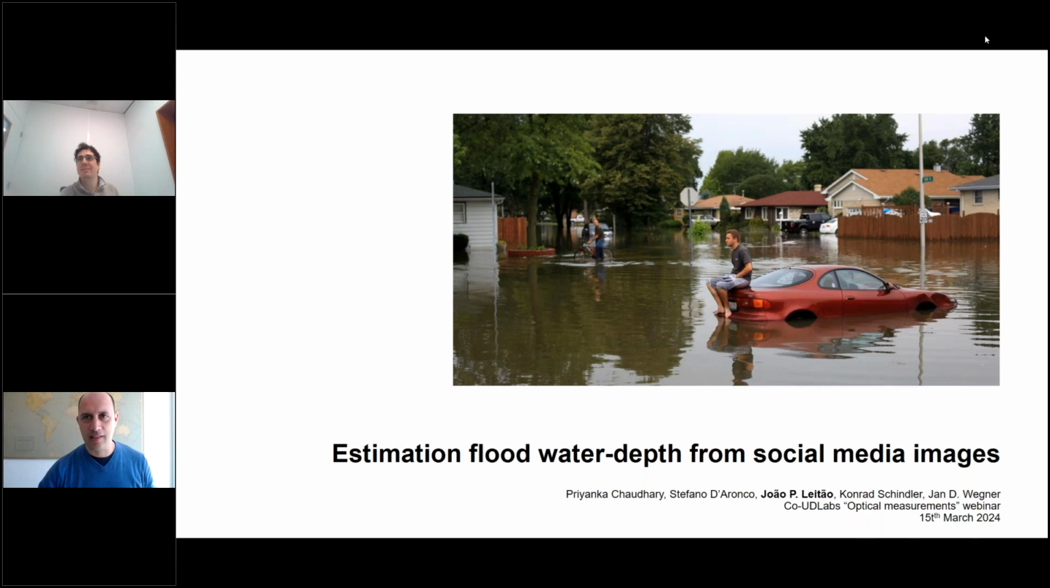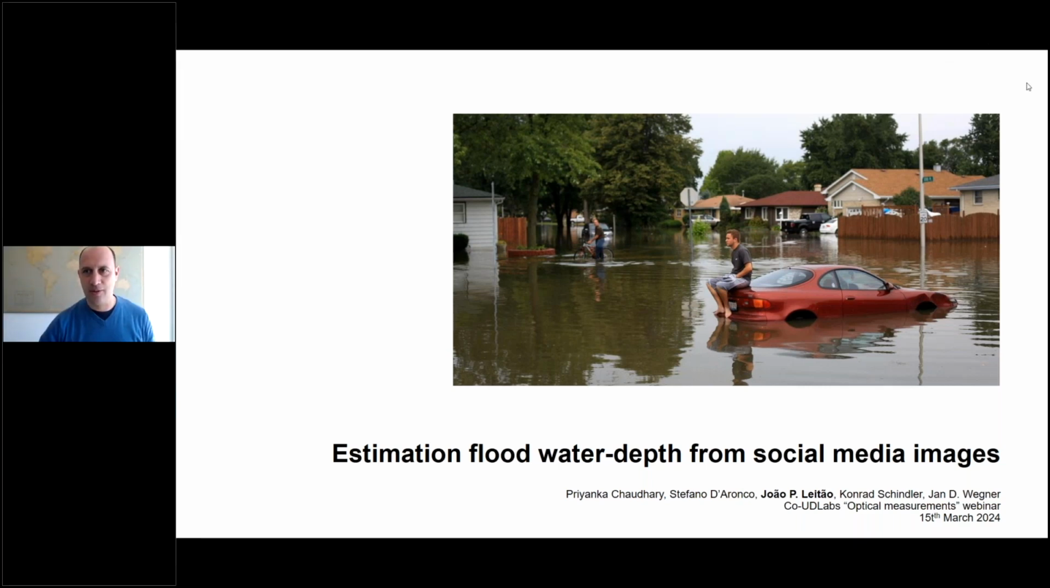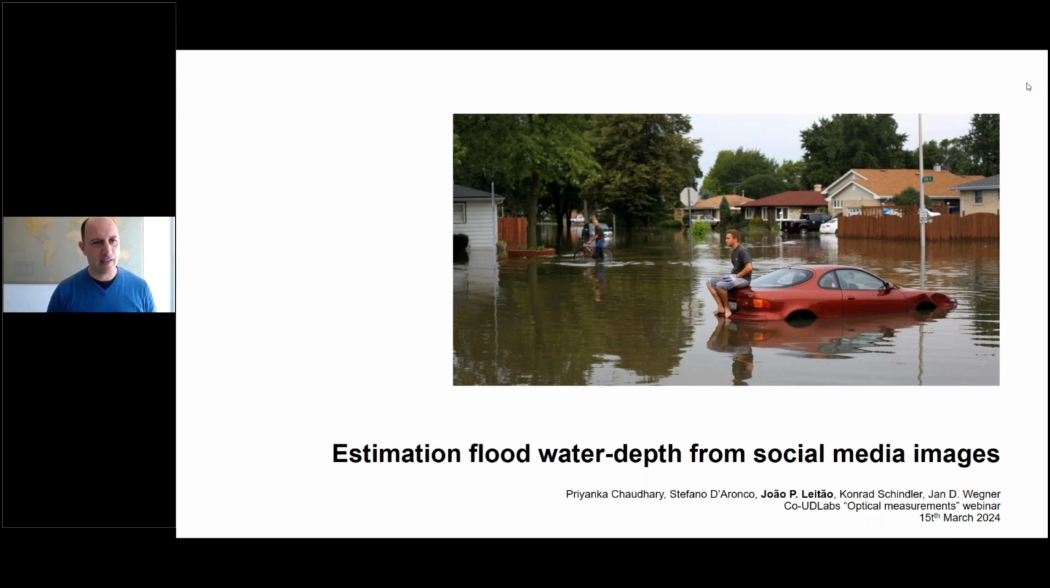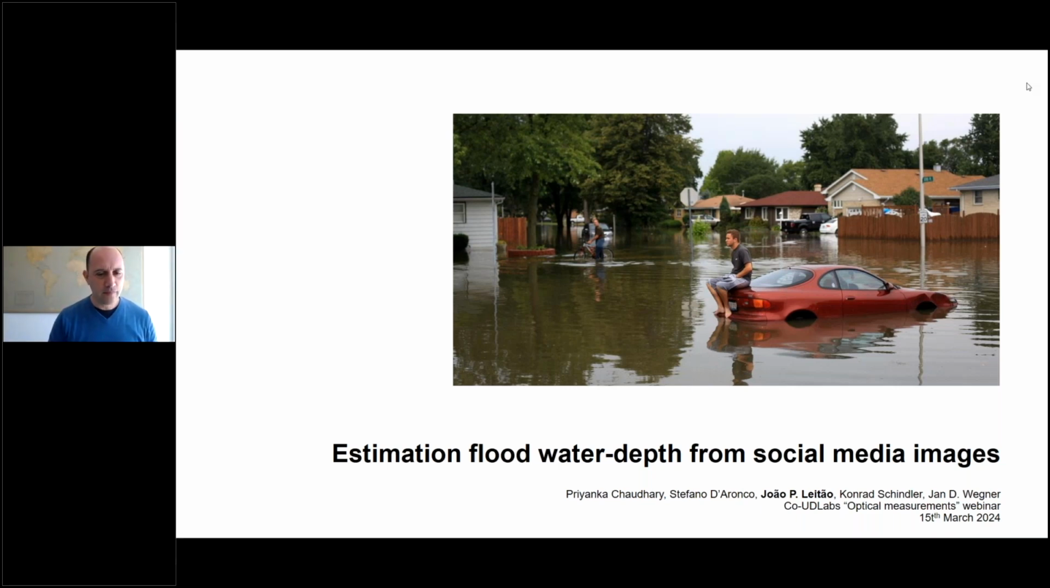Yes, I've been working on several topics that really look into new opportunities to use images that are collected by citizens, that are collected by municipalities to really increase the availability of flood data. And today specifically, I would like to present you the study developed by a former PhD student, Priyanka, on estimating floodwater depth from social media images. This has been a collaboration with colleagues from ETH Zurich.